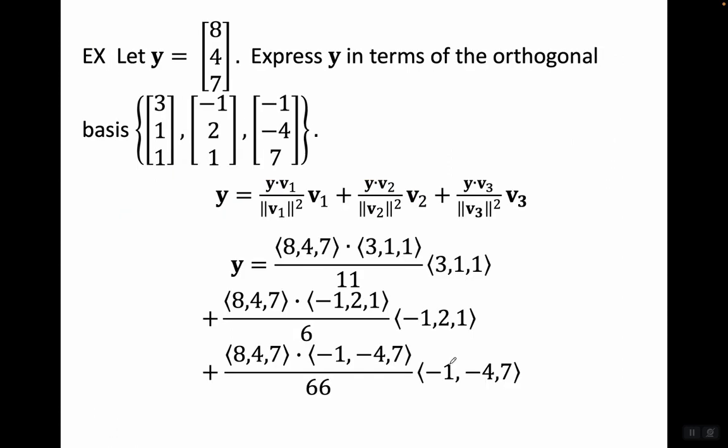Let y equal (8, 4, 7). Express y in terms of the orthogonal basis that we saw earlier. So it's going to be y equals (y dot v1) over the length of v1 squared times v1, plus and so on. So it's (8, 4, 7) dot (3, 1, 1), that's y dot v1, all over the length of (3, 1, 1) squared. The length of (3, 1, 1) squared is the square root of 3 squared plus 1 squared plus 1 squared, all squared, so that's just 11, times (3, 1, 1). Plus (8, 4, 7) dot (-1, 2, 1) over 6 times (-1, 2, 1), plus (8, 4, 7) dot (-1, -4, 7) over 66 times (-1, -4, 7).